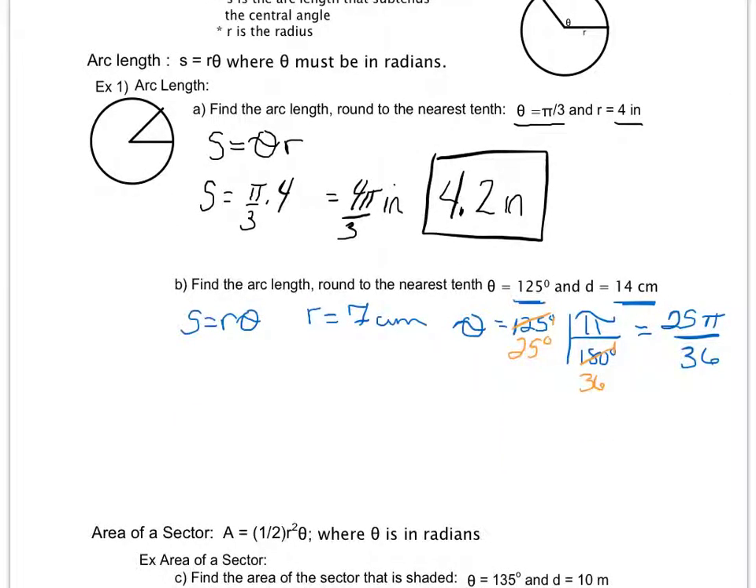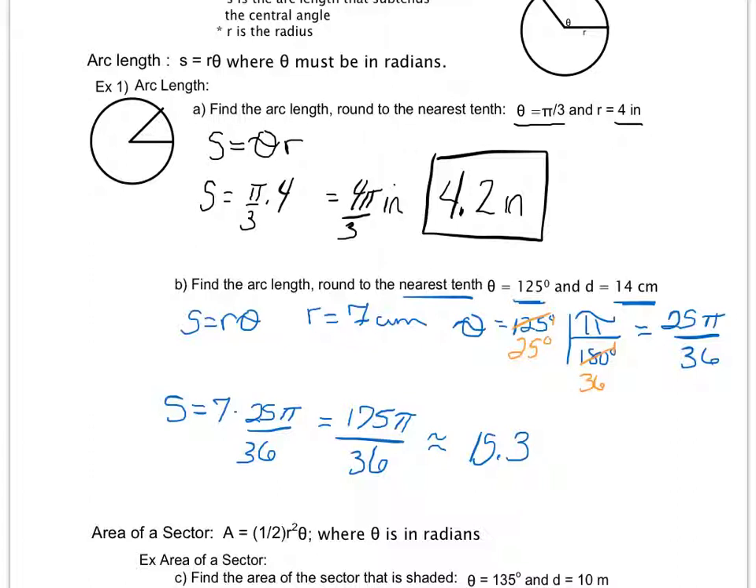Give myself a little more room here. So now I can go ahead and say that S is equal to my R, which I found to be 7, times 25 pi over 36. Multiplying straight across, I get 175 pi over 36. Again, rounding to the nearest tenth with my calculator, this is approximately 15.3, and my unit from my diameter, or my radius, carries through, giving me about 15.3 centimeters.